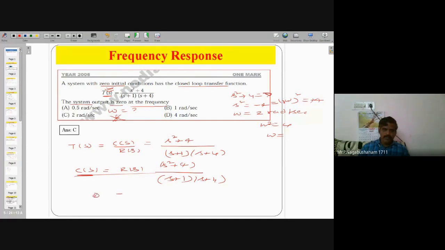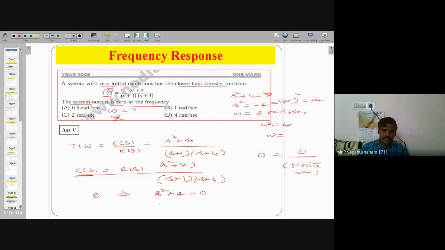Output equal to 0 for what values of frequency? Assume numerator is 0. In general, 0 by any finite value equals 0. So I have to make numerator equal to 0, then output is 0. If you make denominator 0, 1 by 0 is infinity. That is not the question. They're asking output is 0 for what frequency, so simply equate the numerator to 0. Output 0 means simply equate s square plus 4 equal to 0. 100% I will ask it for 1 mark, because I want a frequency omega.